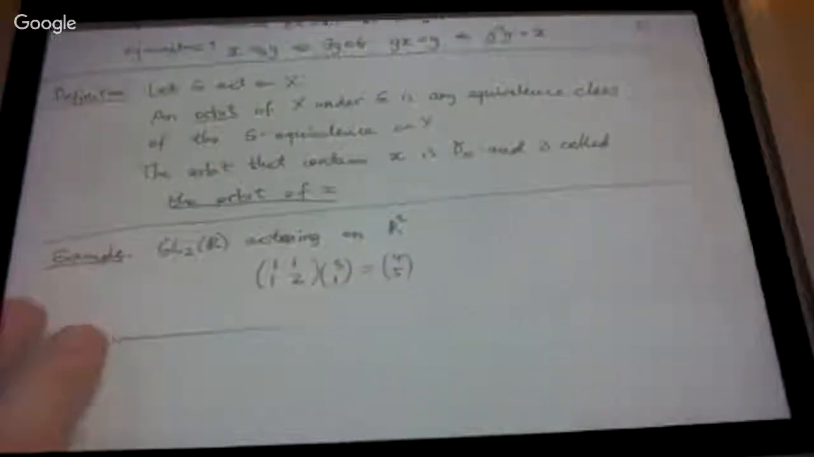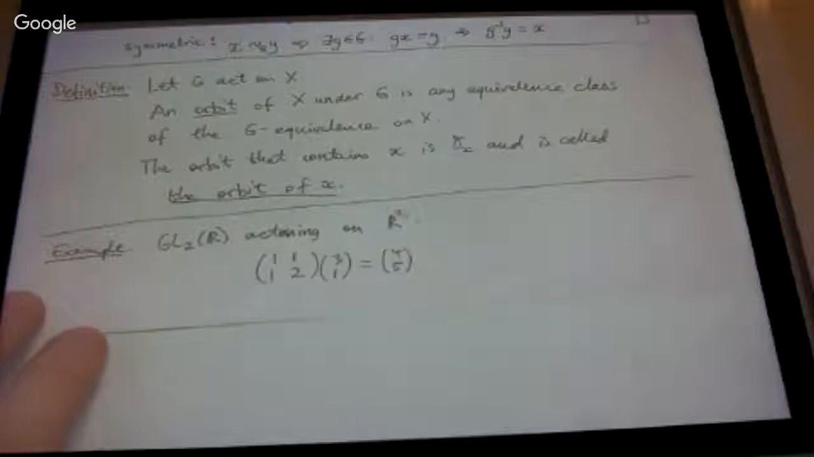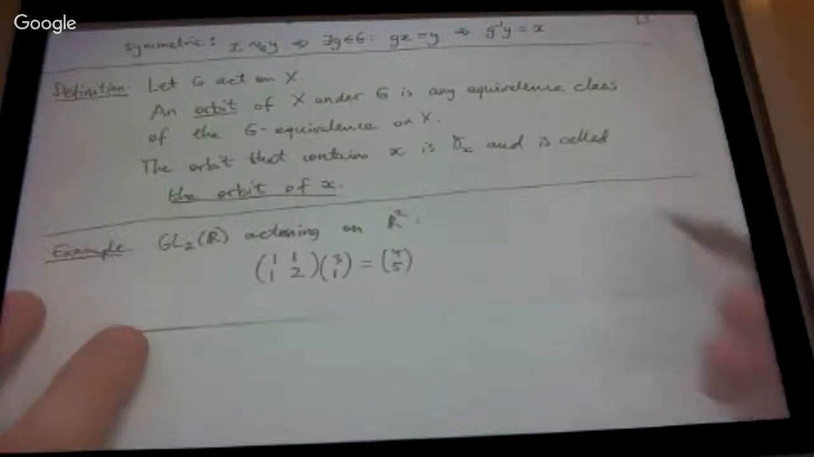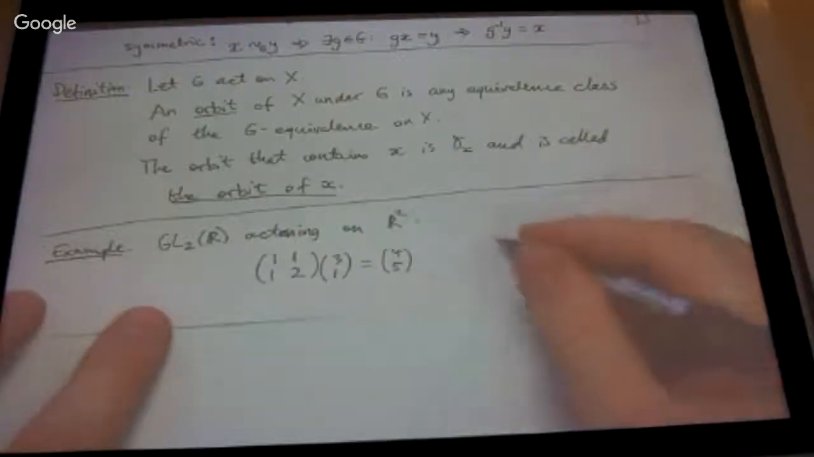Is it time to go? Oh, it's time to go. How sad.